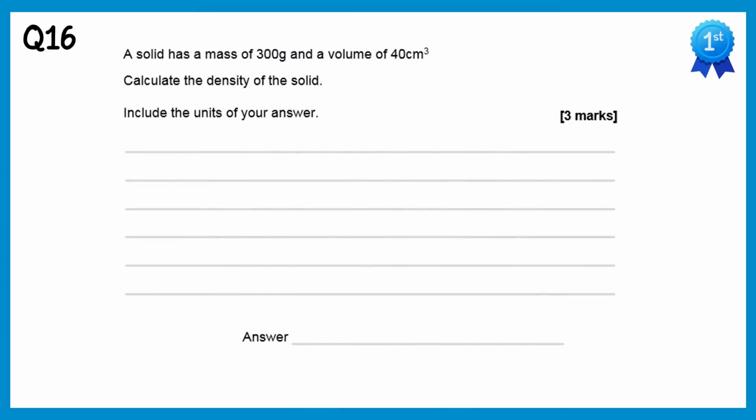For this question, we need to find the density of a solid. You should know the formula for density. Density is mass divided by volume. Fortunately, in the question, we've been given the mass and the volume. So all we need to do is substitute these into the formula. So the mass is 300, and divide that by the volume, which is 40. We can simplify this a little bit. Divide by 10 on top and bottom, and you'll get 30 over 4. 30 divided by 4 just means half it and half it again. Half of 30 is 15, and half of that is 7.5.